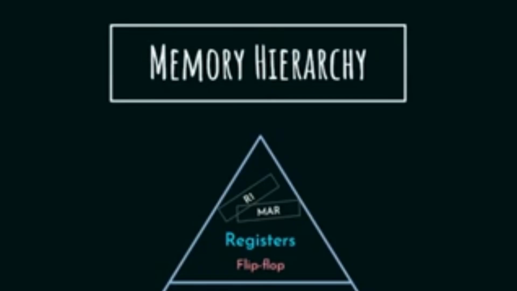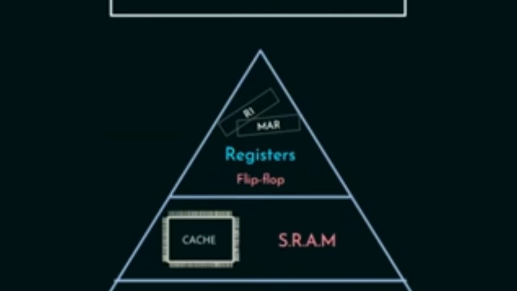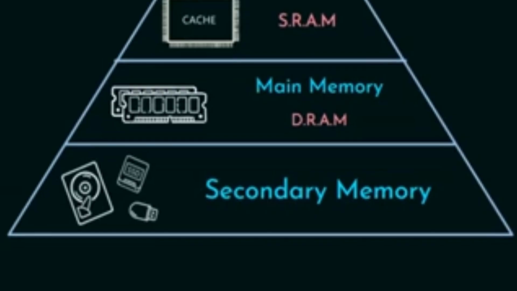At the top, we have registers, which are the fastest and smallest. Below that are level 1, level 2, and level 3 cache, followed by main memory and secondary storage. As we go down, the memory becomes slower but larger.